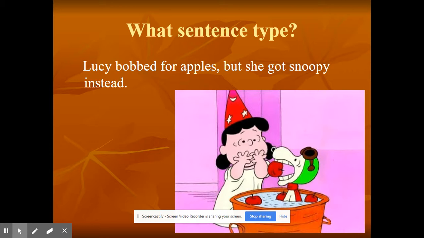For this next example, it says, Lucy bobbed for apples, but she got Snoopy instead. I remembered when we were looking at the PowerPoint, a compound sentence had two complete thoughts connected using a FANBOY, or coordinating conjunction. Lucy bobbed for apples can stand by itself, but then I'm adding she got Snoopy instead, and I'm connecting those two thoughts using a FANBOY. So that is a compound sentence.